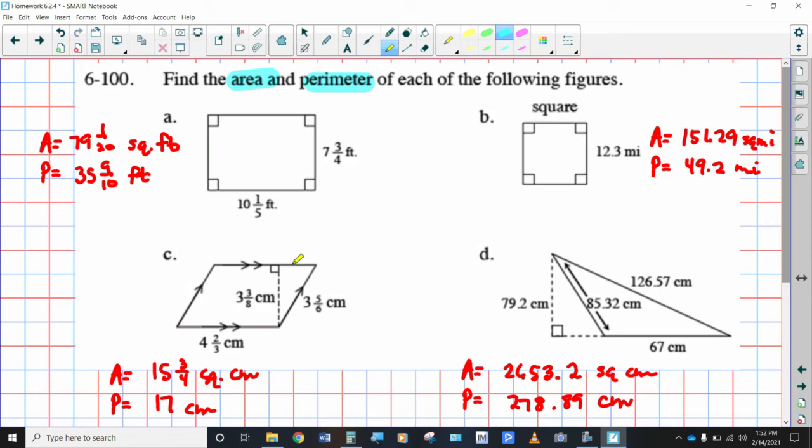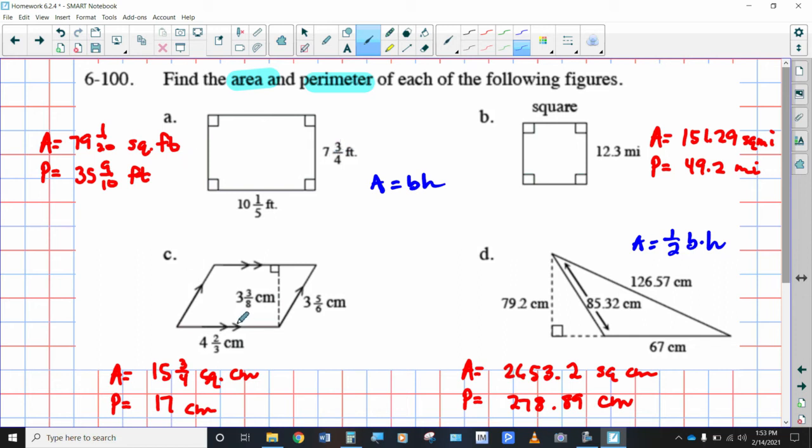Just know that 3 of these are going to use the formula for area equals base times height to figure out their areas. The triangle is the exception. This one, you take half of the base times the height to find the area of this triangle. As far as perimeters go, you're just going to add up all the sides. So understanding that with parallelograms, the opposite sides are always the same measure. So if this is 10 1/5, this would be 10 1/5. If this is 7 3/4, this would be 7 3/4.